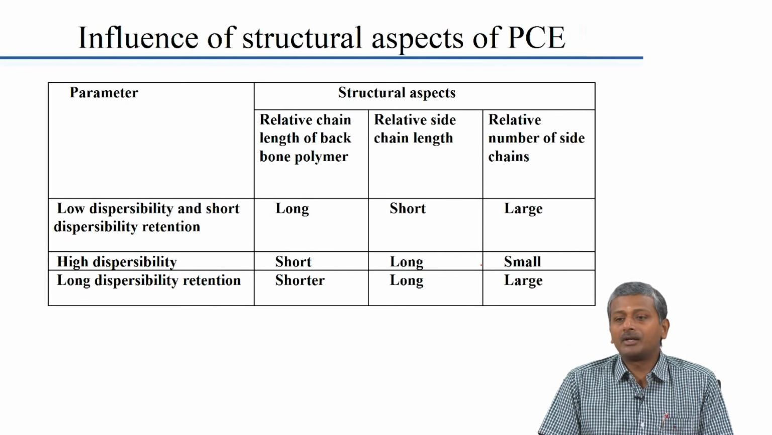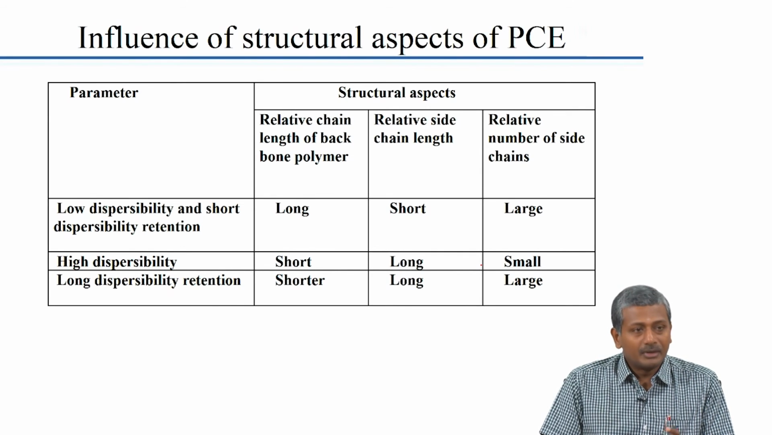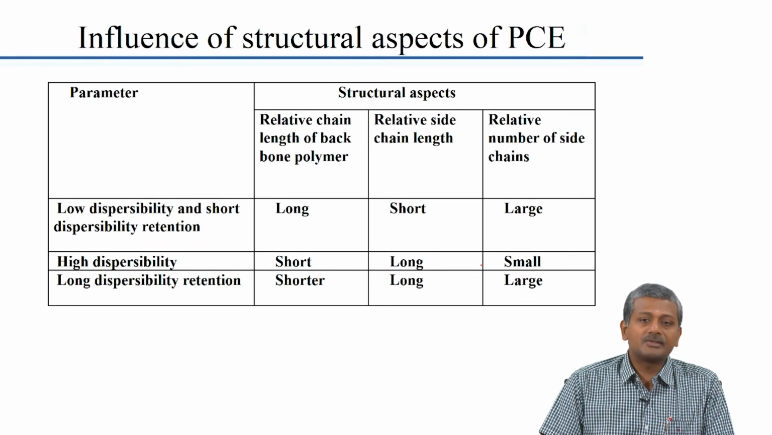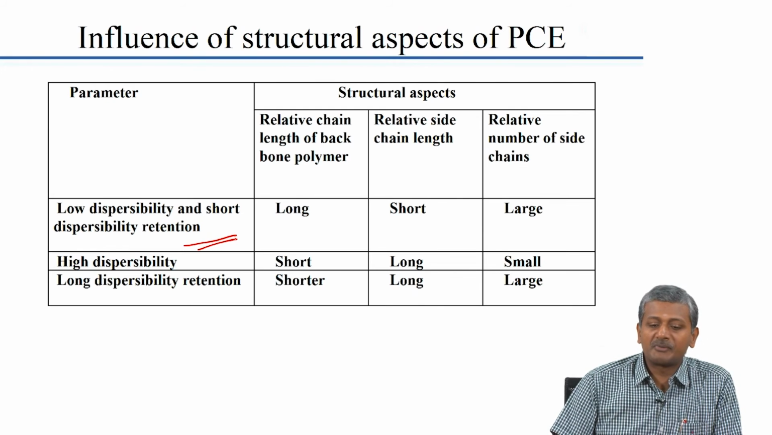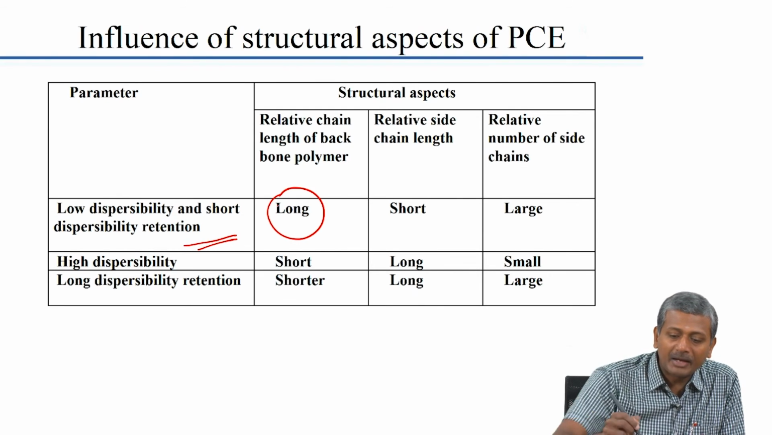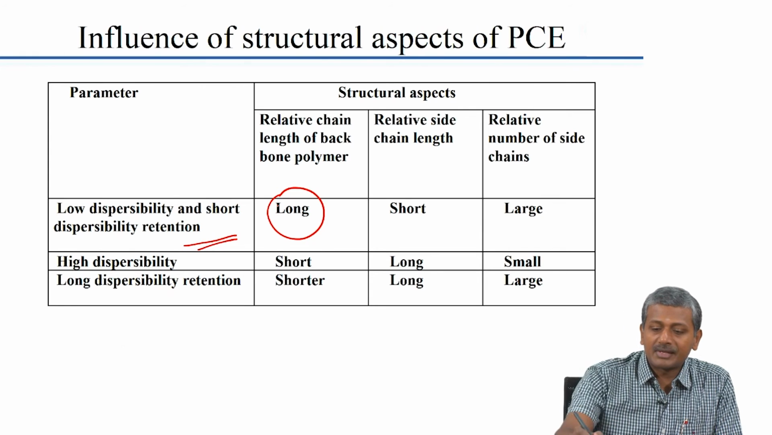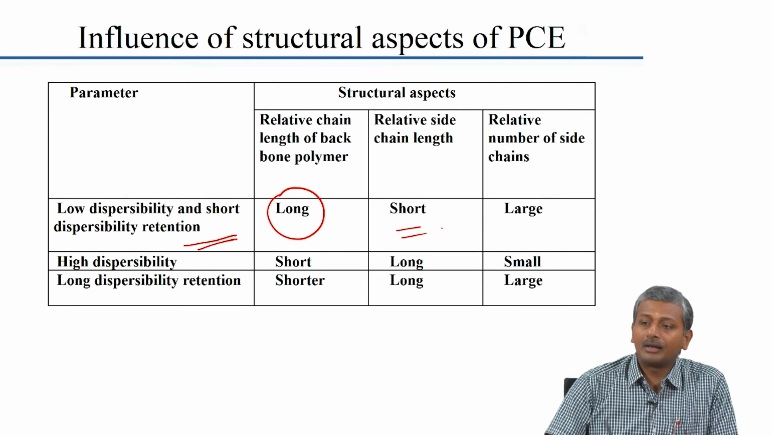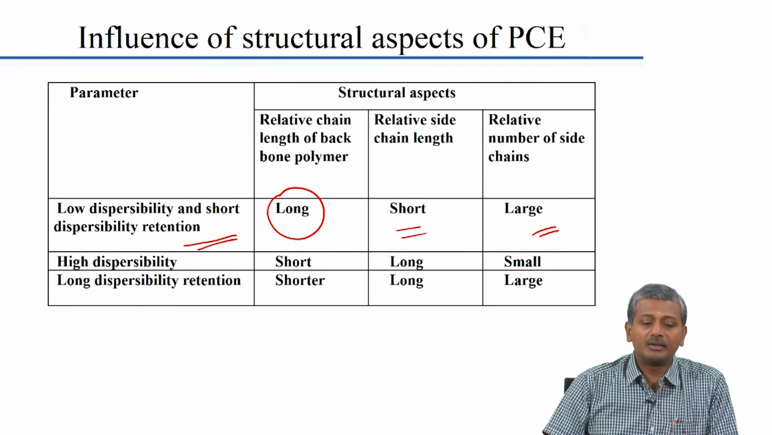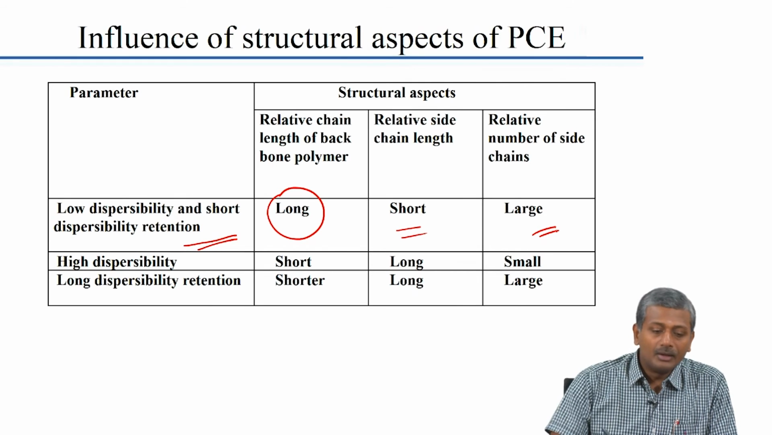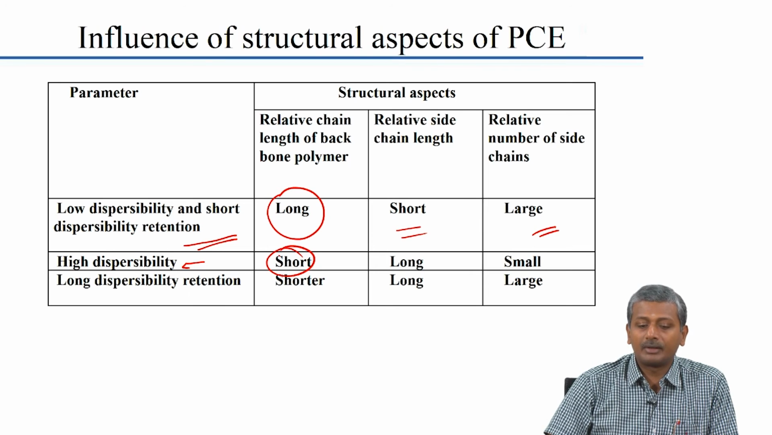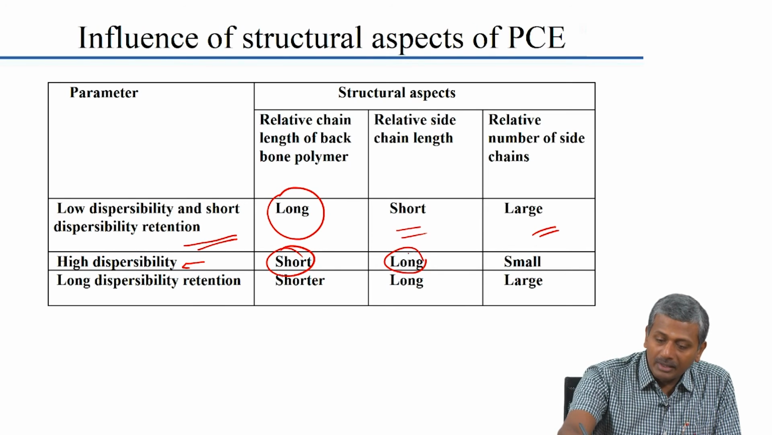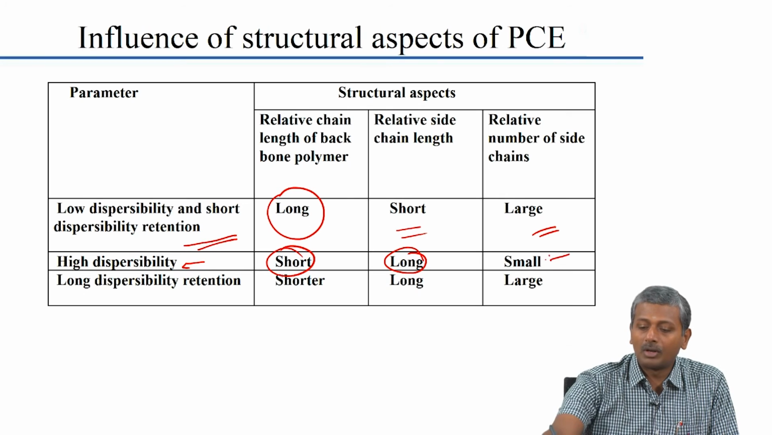The initial workability is obtained by your surface adsorption. That means the longer chains. So, if you have low dispersibility and short dispersibility retention, you will end up with a backbone polymer which is long, the side chain length is short, and a large number of side chains is provided. On the other hand, when you want high initial workability, you go with a short backbone polymer, long relative side chain length and a small number of side chains.